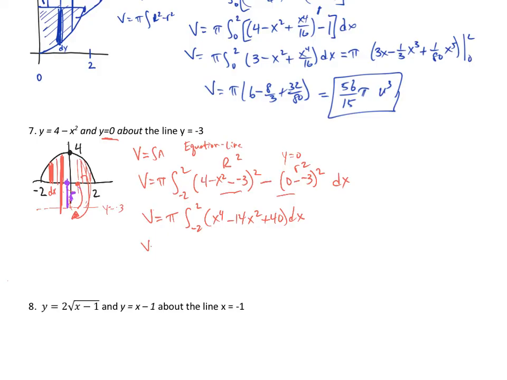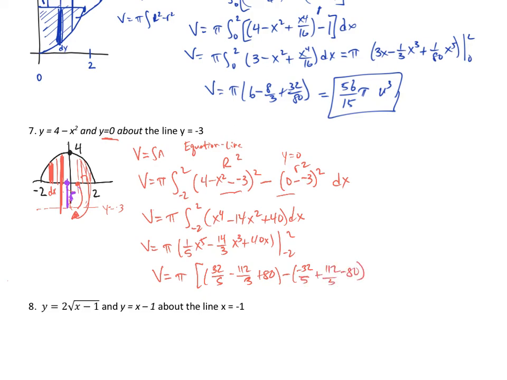So the volume is going to be pi, and now let's integrate it. You're going to get 1/5 x to the fifth minus 14/3 x cubed plus 40x on the bounds from -2 to 2. And when all is said and done, this ends up being pi times 32/5 minus 1/12 plus 80 minus -32/5 plus 1/12 minus 80. And this ends up all being 1472 over 15 pi cubic units.